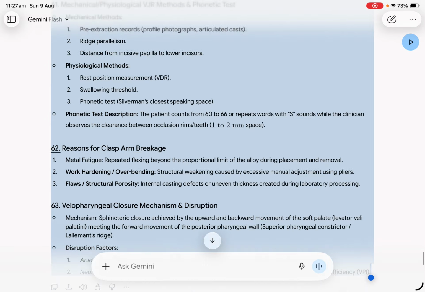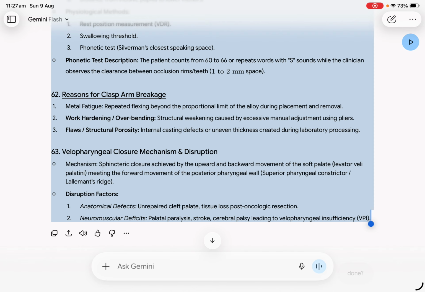62. Reasons for clasp arm breakage. 1. Metal fatigue: repeated flexing beyond the proportional limit of the alloy during placement and removal. 2. Work hardening from overbending: structural weakening caused by excessive manual adjustment using pliers. 3. Structural porosity: internal casting defects or uneven thickness created during laboratory processing.